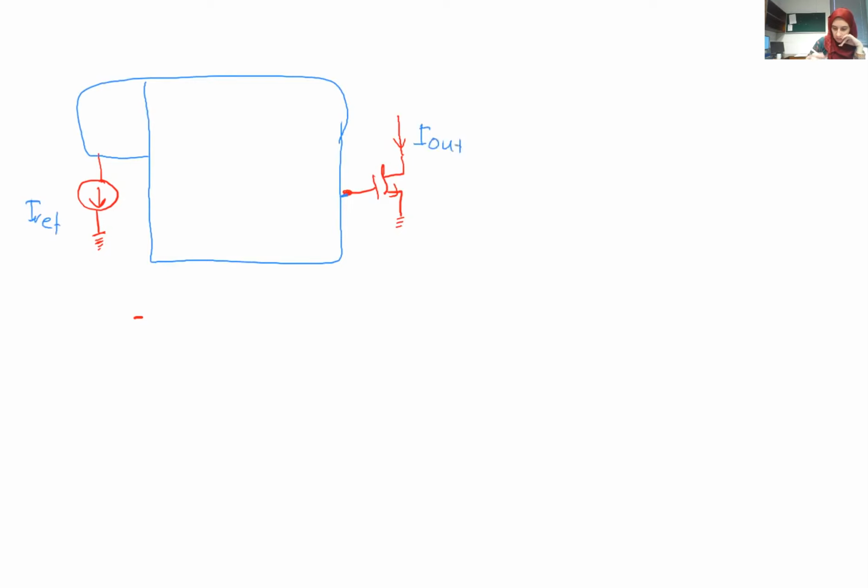In the previous case, our IREF was coming from VDD and going into an NMOS device that's going down. Here, in the question that I'm asking you, the IREF is going into the ground. So how should I copy it into Iout? Can you think about it for one minute? You have one minute to think about it.